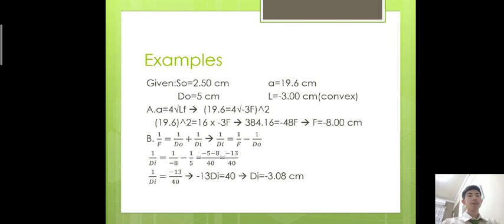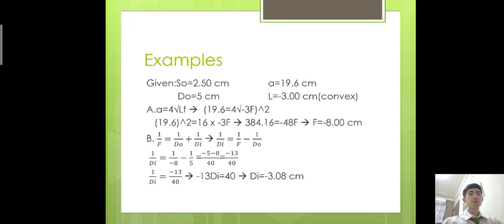Given: size of the object is 2.50 centimeter, distance of the object is 5 centimeter, aperture 19.6 centimeter, the length negative 3.00 centimeter. The length is negative because it's a convex mirror. A, to find the focal length, we use the equation A equal to 4 square root of LF. We substitute the numbers. 19.6 is equal to 4 square root of negative 3F.